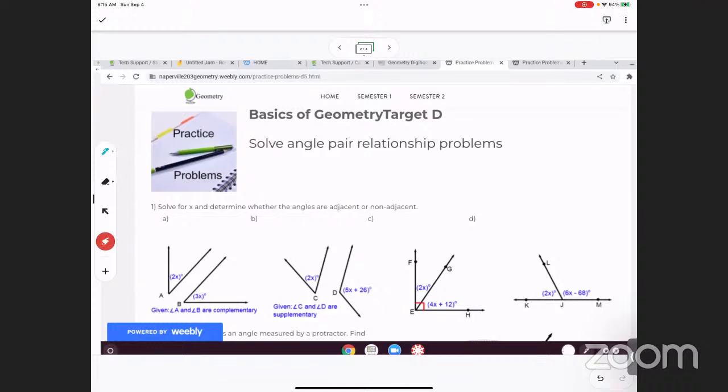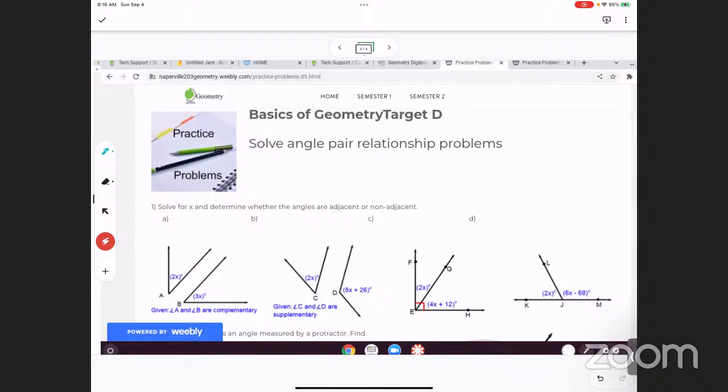Okay, so these are adjacent angles because they're right next to each other. These ones are not connected, right? The lines aren't connected, so they're not adjacent. And these are not connected, so they're not adjacent. I believe that's what they're after. Does that sound about right?